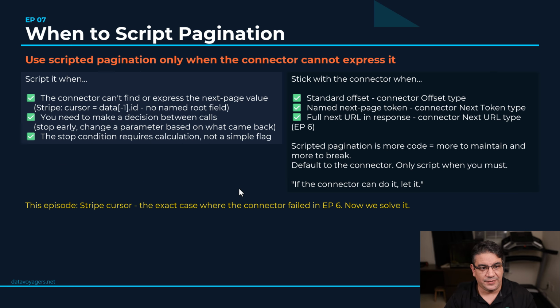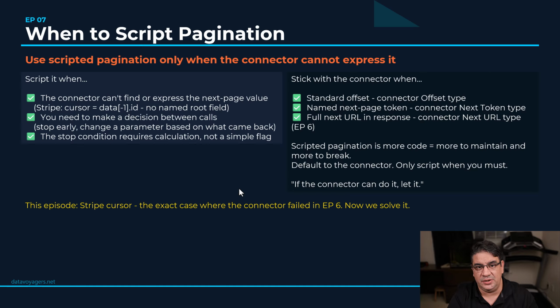We saw this before, but let's recap when to use scripted pagination. We have to use it when the data connection does not support pagination, meaning the connector cannot find the pattern to do the next pagination because the values are not predictable. In that scenario, it's recommended to use pagination in the load script.